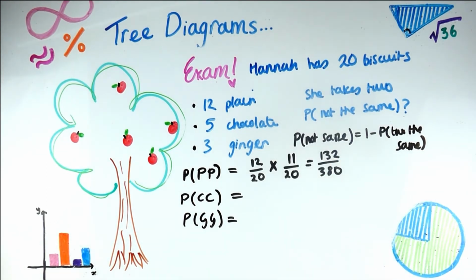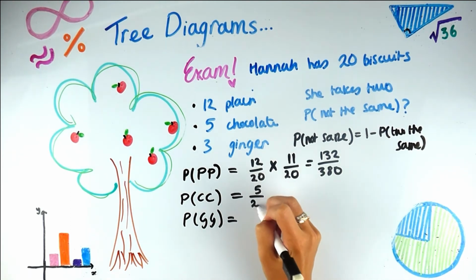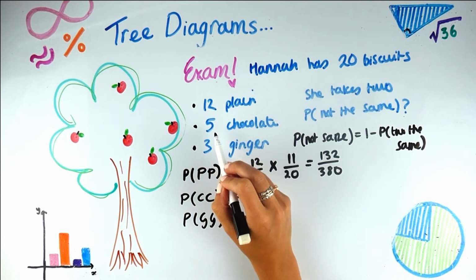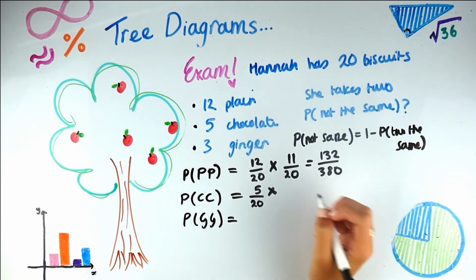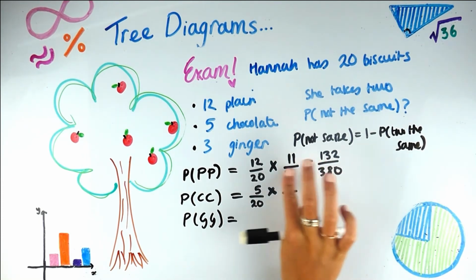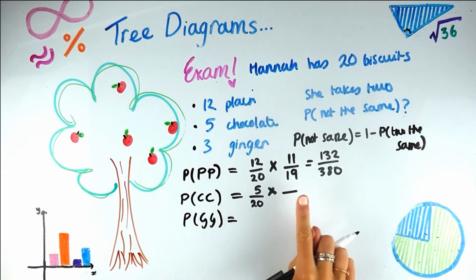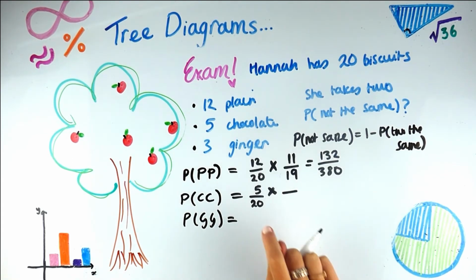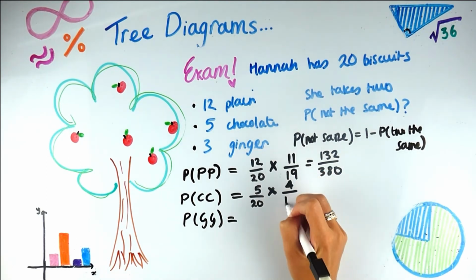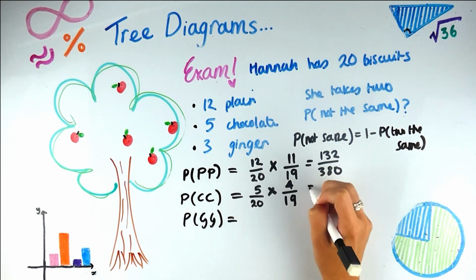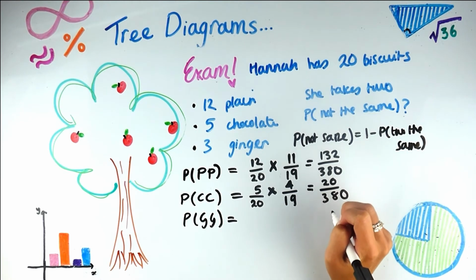So what about the probability of getting a chocolate one followed by a chocolate one? The probability of getting a chocolate one initially is 5, the number of ways it can happen, over the total possibilities, 20, and then the second, oh, I've messed up. That should be 19 because there aren't 20 left. Sorry about that. Don't make that mistake, that's very important. So now she has 5 chocolate biscuits out of 19 because she's also eaten a biscuit, and that would give you 20 over 380.